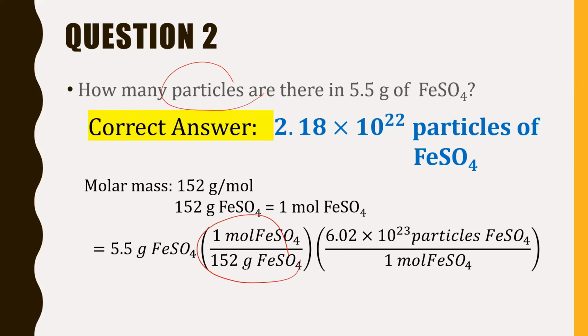So, divide natin siya dito. And then, next factor will be the Avogadro's number. Canceling out the grams here. And we also cancel out the mole ferrous sulfate. Okay, so 5.5 times 6.02 times 10 raised to 23 divided by 152. We arrive at 2.18 times 10 raised to 22 particles of ferrous sulfate.